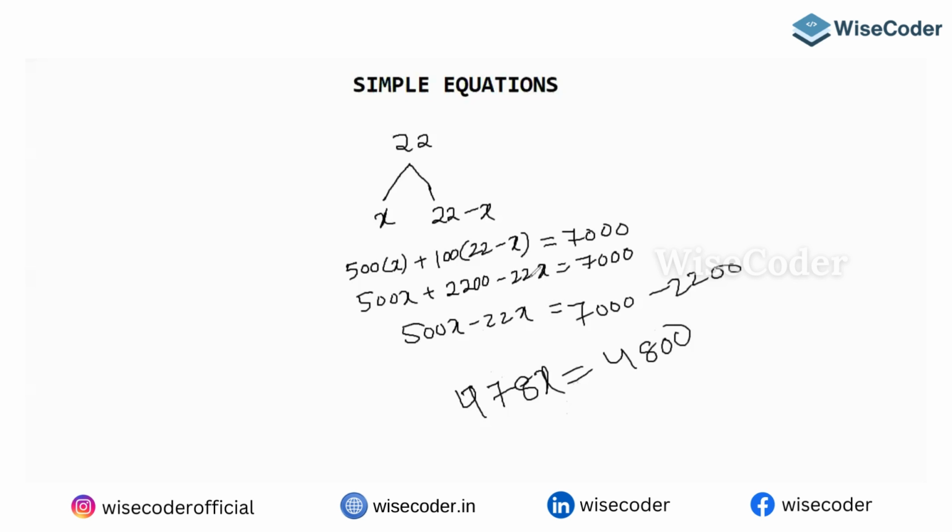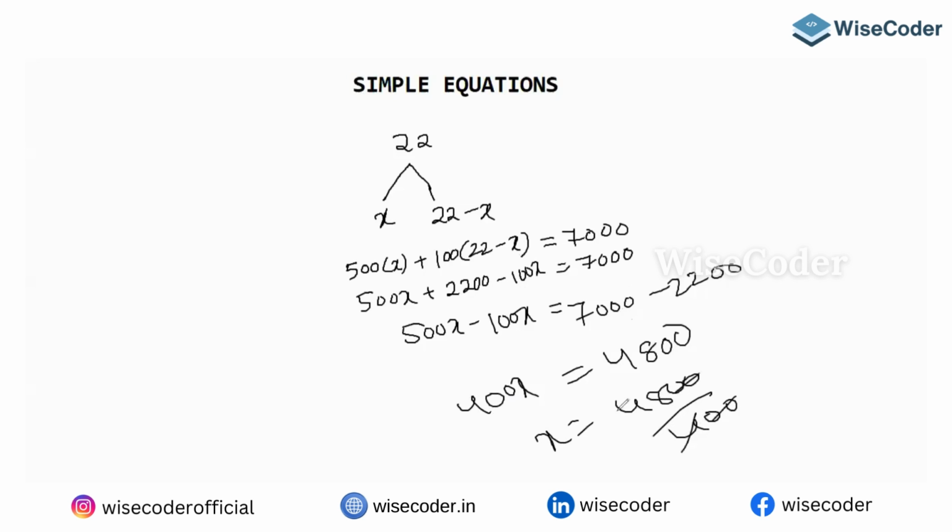I'm sorry, this is not 22x. This is 100x. Yeah, we are making a mistake. So this is minus 100x. Then 500x minus 100x is 400x, and 4,800 on the other side. Then x is going to be 4,800 by 400.